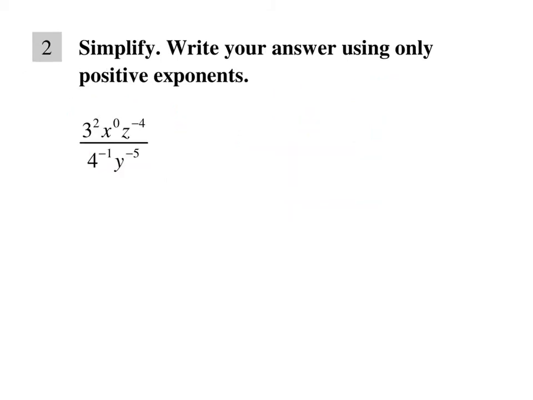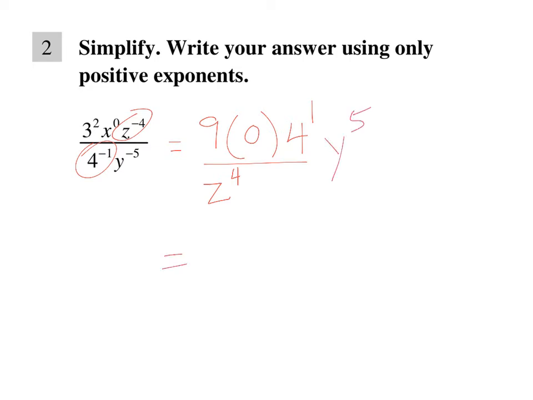Number two, simplify. Write your answer using only positive exponents. All right, 3 squared is 9. X to the 0th power is 1. And then I have 4 to the negative 1, so I bring that to the top. And I bring z to the negative 4 to the bottom. So I'm changing the positions of these terms, so then the power becomes positive. And do the same thing with y.